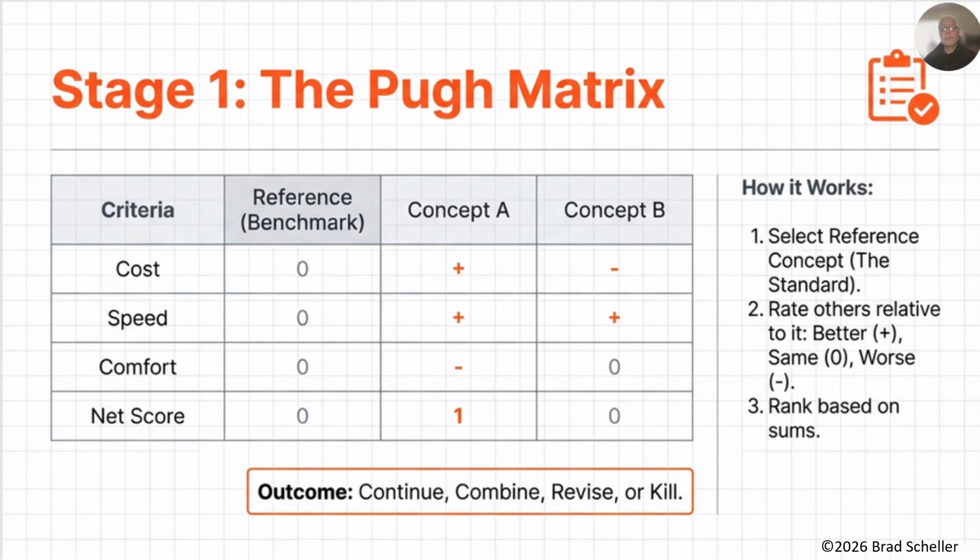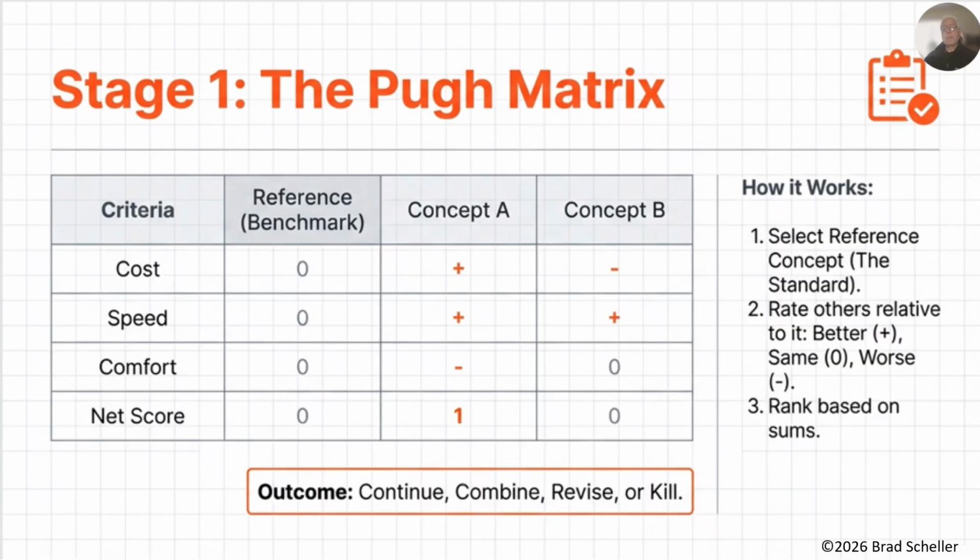Now, the Pugh matrix was named after Stuart Pugh, and it's elegantly simple. Step 1, you choose a reference concept. This is your benchmark, often an existing product or your most conventional concept. Everything else is compared to this. Step 2, for each criterion, you rate every other concept as better than the reference, plus, about the same, 0, or worse, negative. Step 3, you sum the pluses and minuses to get a net score.